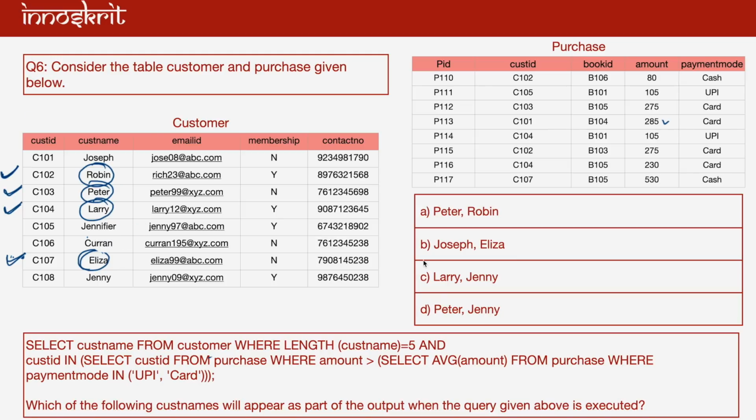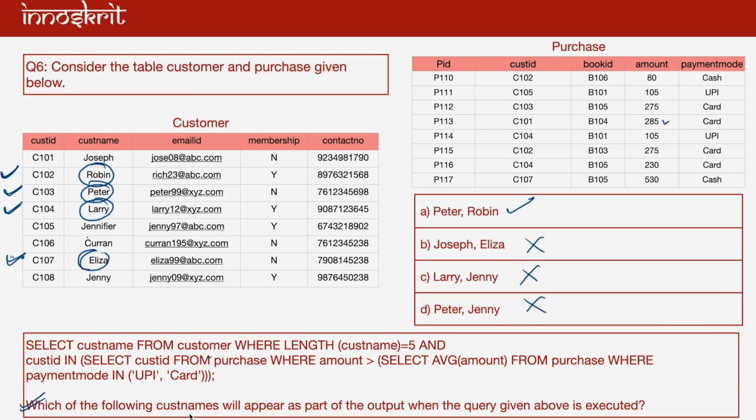But do we have all those four in the options? No. So let's check first. Do we have Peter and Robin in our result? Yes, we have Peter and Robin in our result. So this is going to be the correct option. Let's check the B option. Do we have Joseph and Eliza in our result? No. Do we have Larry and Jenny? No. Jenny is not there. So do we have Peter and Jenny? No. And also just look at this question.